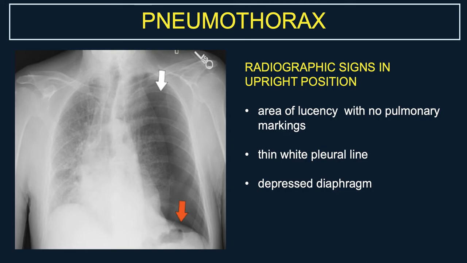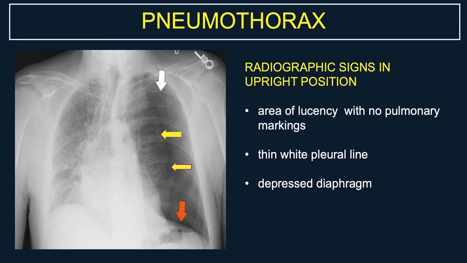On chest radiograph, in an upright position, these are the radiologic signs. You will see an area of lucency with no pulmonary markings. It's pointed by the white arrows, and these represent the air in the pleural space. The yellow arrows, meanwhile, point to a thin white visceral pleural line associated with lung collapse, which is the single best sign for pneumothorax. The red arrow points to a depressed left hemidiaphragm. And these are the classic findings, and this is easy to identify, especially when the pneumothorax is massive.